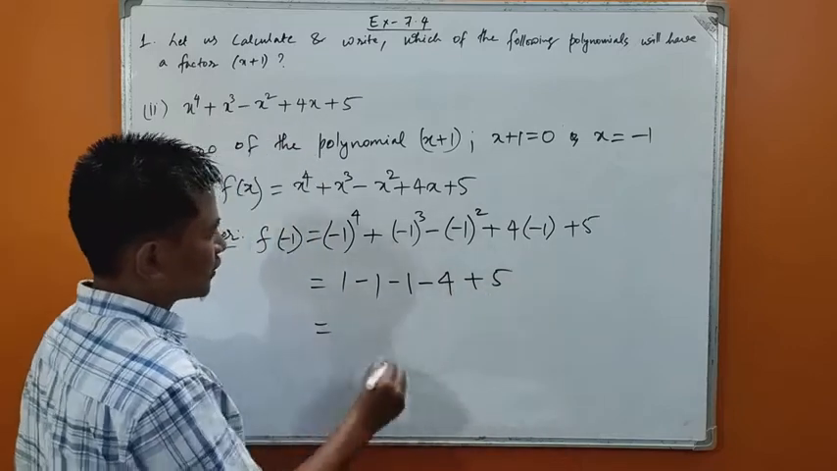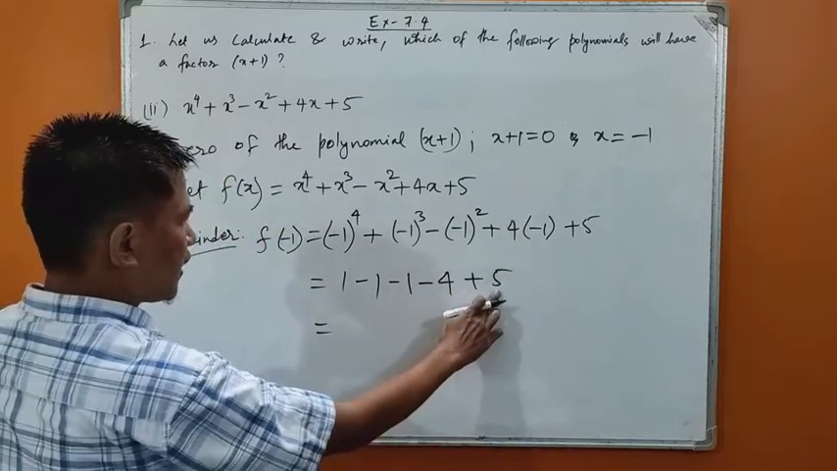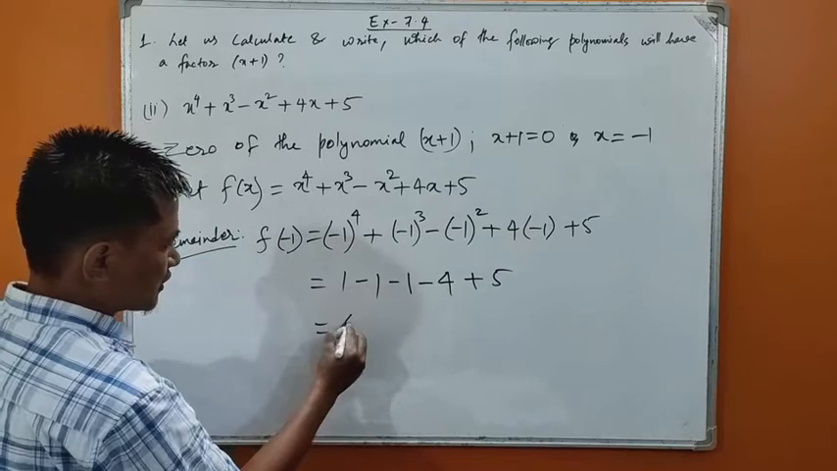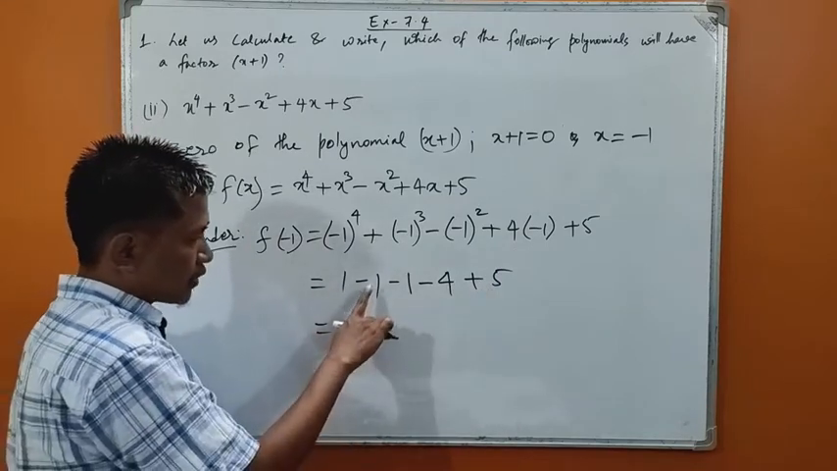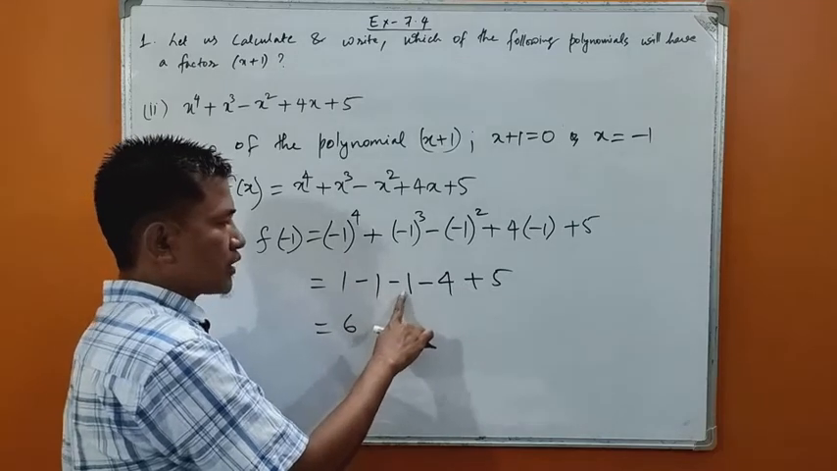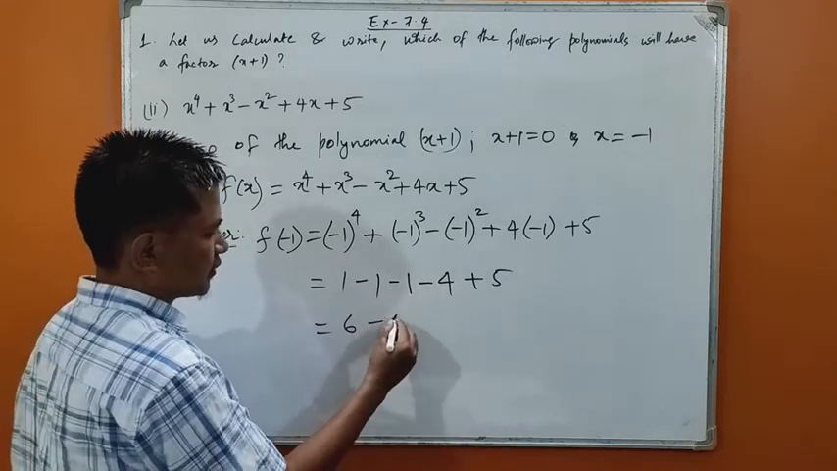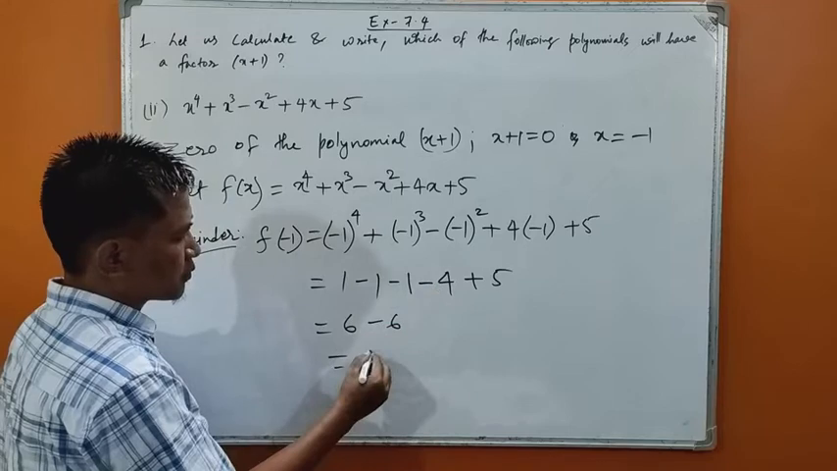Now let us see the positive numbers. Plus 5 and plus 1, that is plus 6, isn't it? 5 plus 1 is plus 6. Negative numbers are minus 1, minus 1, minus 2. Minus 2 and minus 4 is minus 6. Now plus 6 minus 6 becomes 0.